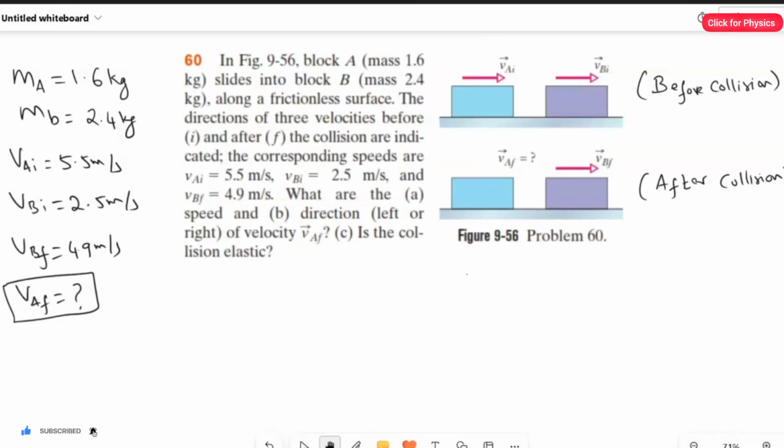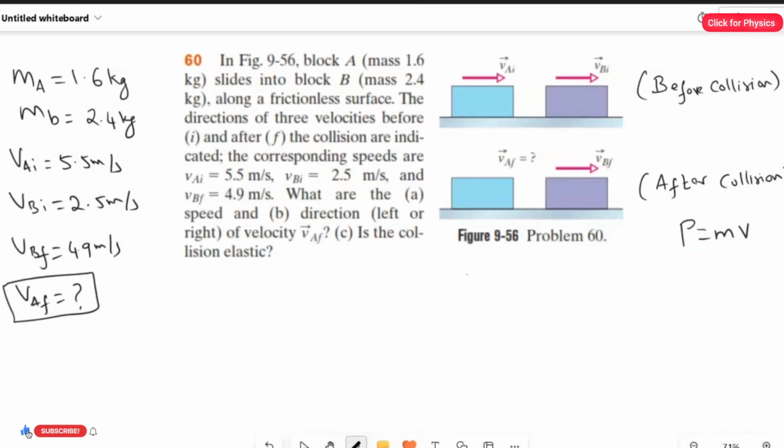For this we have to use the conservation principle. I have to apply the conservation of momentum formula for each and every block separately. That is nothing but the law of conservation of momentum. We know the formula for momentum: P equals mass multiplied by velocity. I have to substitute this formula for each and every block.